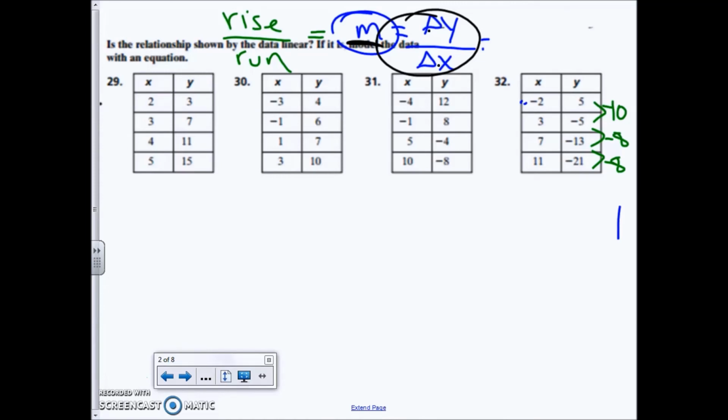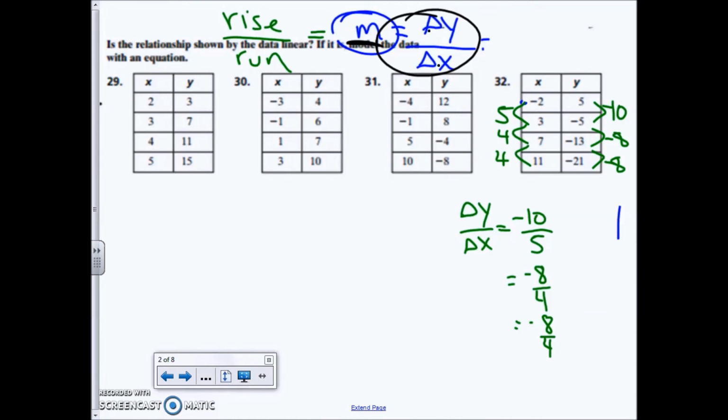Now what's next? Negative 2 to 3 is a total of 5, increase or decrease? Okay. And then 3 to 7? 4. And 7 to 11? 4. So let's check our slopes. Let's check our ratios. Change in y over change in x. What does it equal in the first case? Negative 10 over 5. In the next case? Negative 8 over 4.